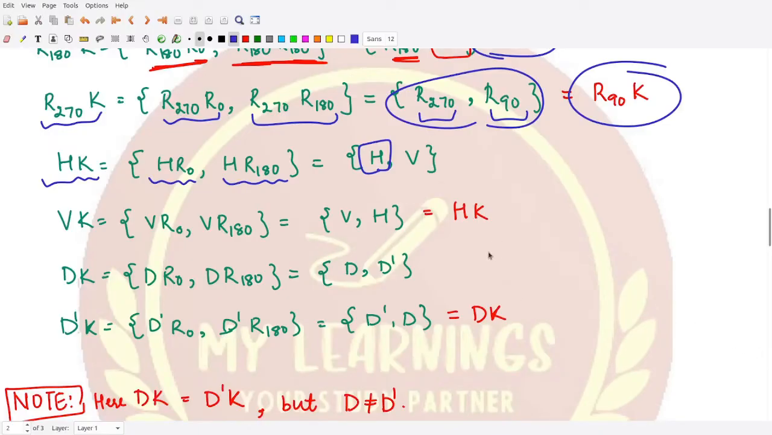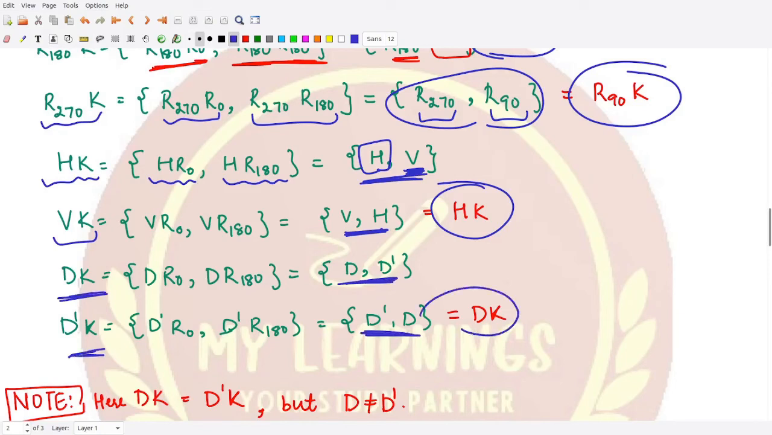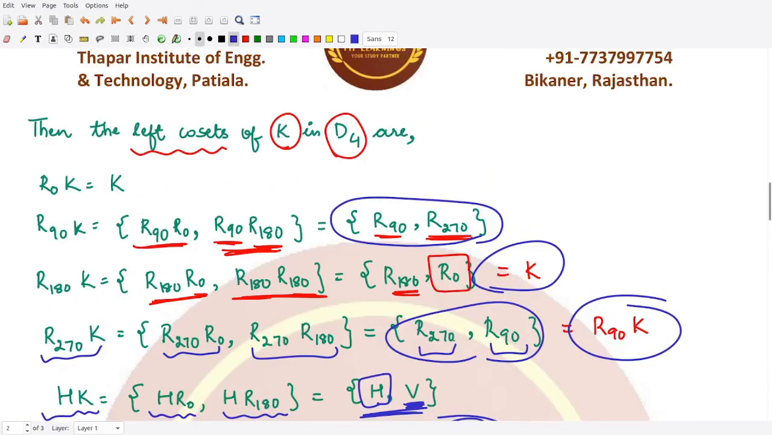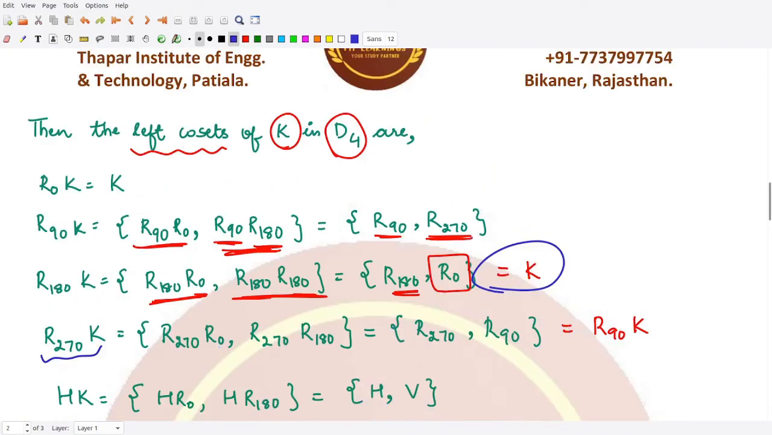In a similar manner, we can perform all the calculations here. This is V, and similarly you have VK. This is again the same as this, so this is your HK only. Again DK is D, D', and D'K is D', D, which is DK. So now you have all the 8 cosets here of the subgroup K in the group D4.